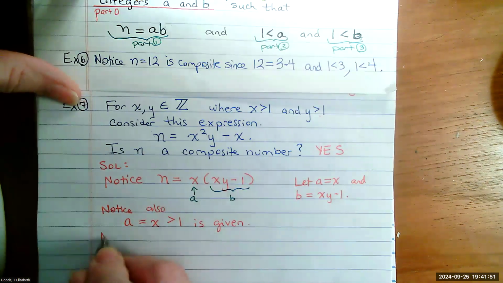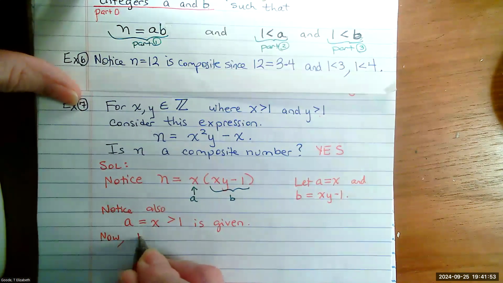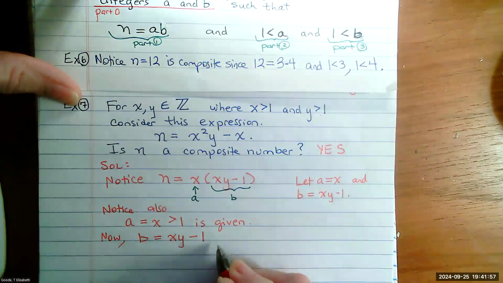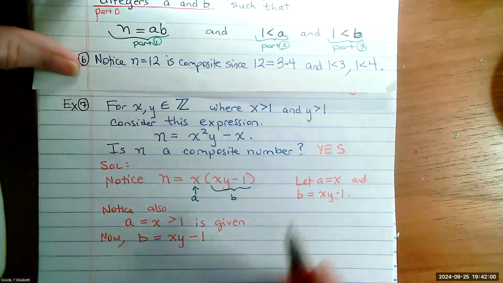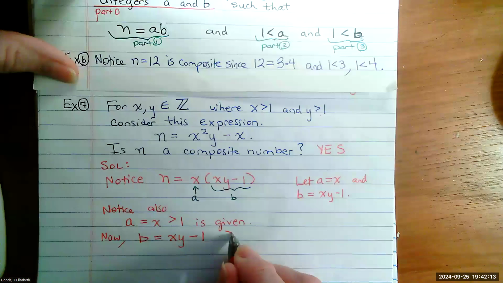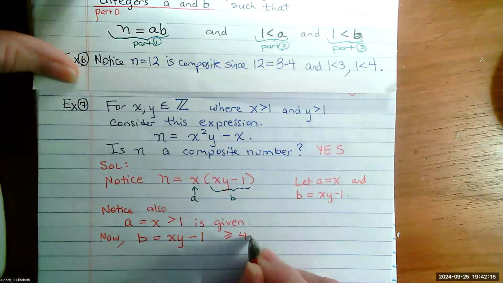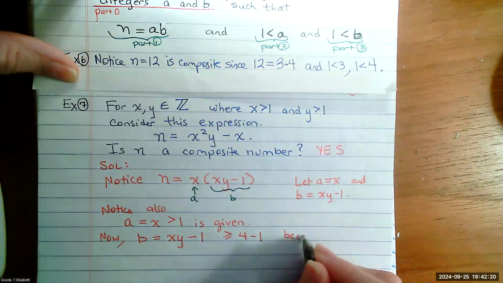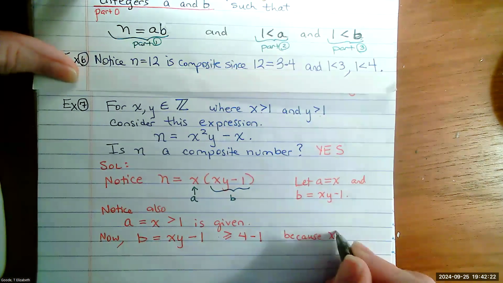Now, what about B? B is X times Y minus 1. But we know X and Y are both bigger than 1, right? We're told that. They're integers. So what is the smallest that XY could possibly be? 4. So this is greater than or equal to 4 minus 1, because X and Y are greater than 1.